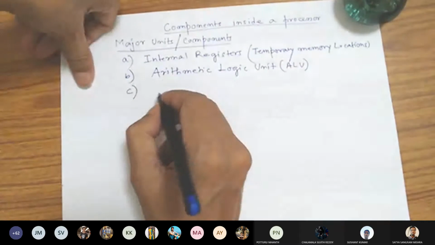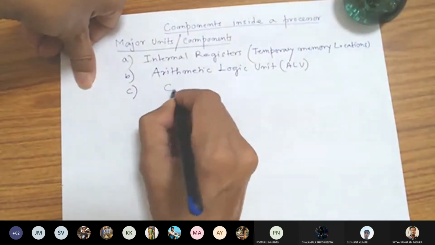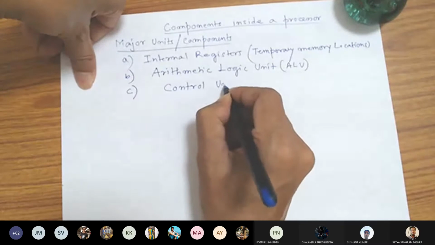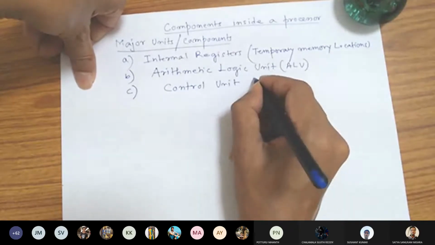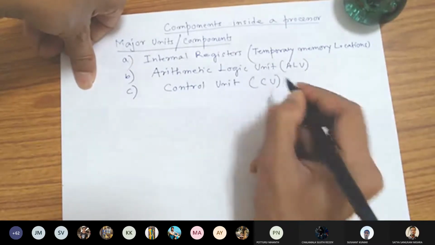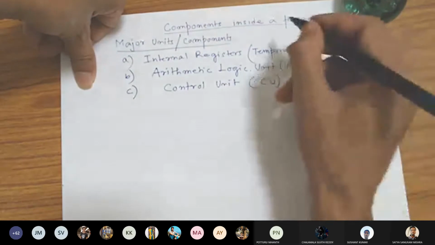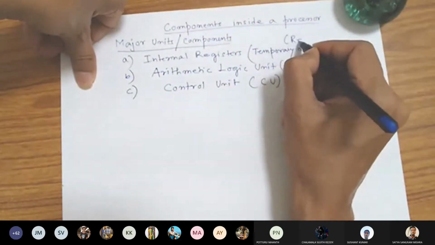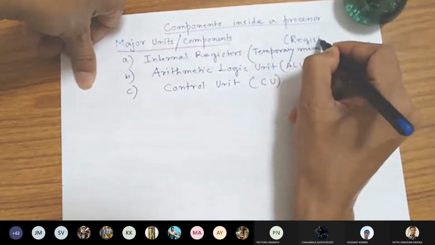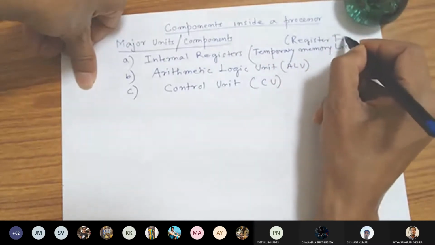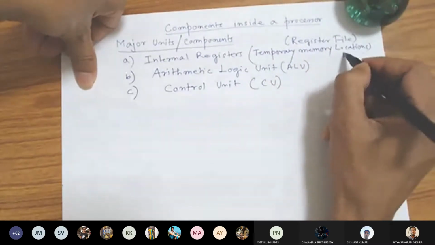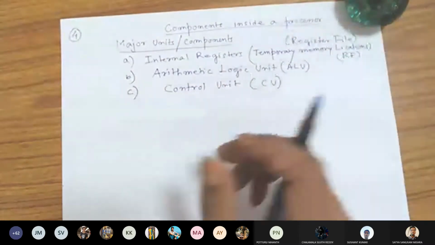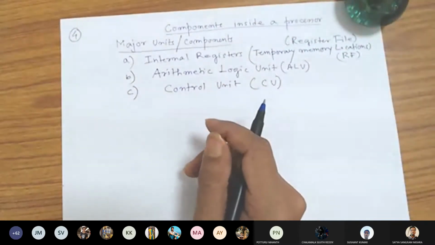The third one is the brain of the computer, which is called the control unit, or CU. These internal registers are also known as the register file, or RF. There will be many registers. It's not one register, there can be many registers.